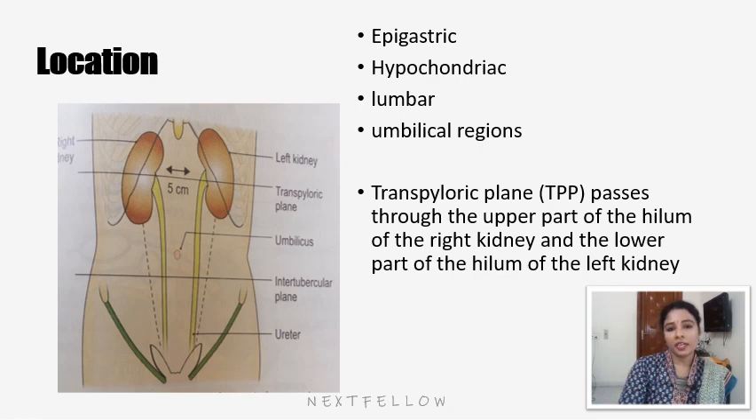And the most important landmark is the transpyloric plane, which passes through the upper part of the hilum of the right kidney and the lower part of the hilum of the left kidney. So the lower part of the hilum of the left kidney, the upper part of the hilum of the right kidney, the transpyloric plane is present. This plane is an important landmark where it passes through the level of the lower border of L1 vertebra. And it is called transpyloric because it passes through the pylorus of the stomach.